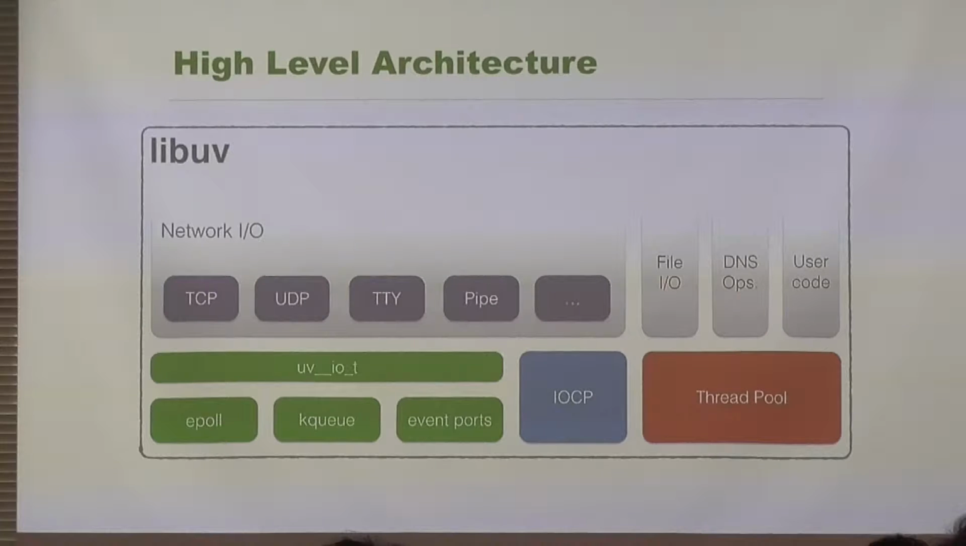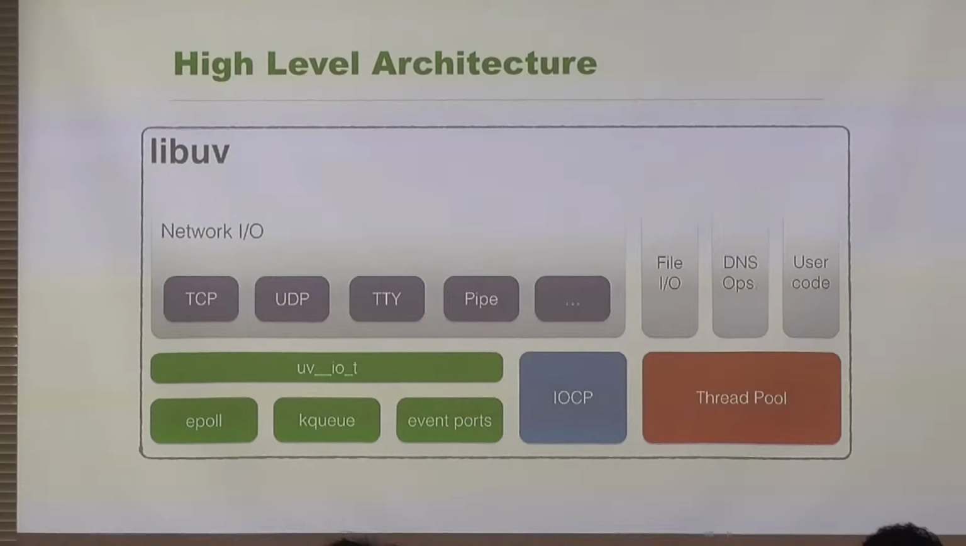So at a very high level, this is what the architecture of libuv is. I like to break this diagram down into two rows. The top row is more of the user-facing APIs. Like the purple things, TCP, UDP, those are different sockets and I/O systems. Then over to the right, we have file I/O, DNS operations, and then user code. You can actually submit your own user code to libuv and it will run it for you inside of the thread pool.